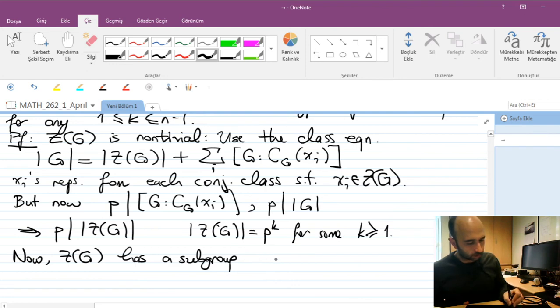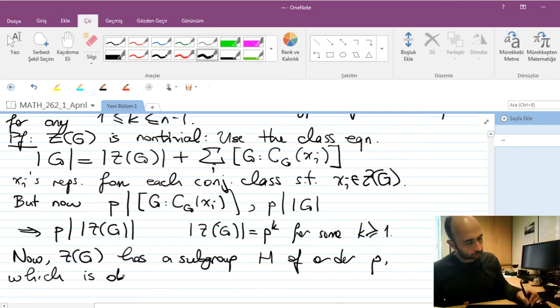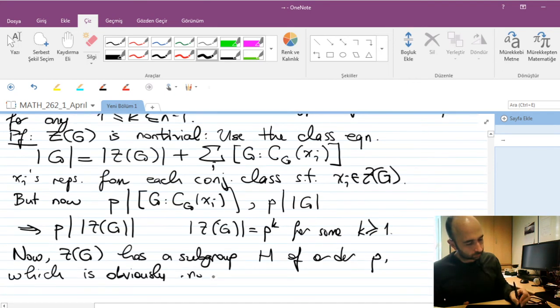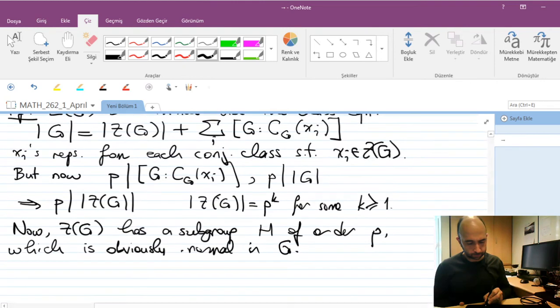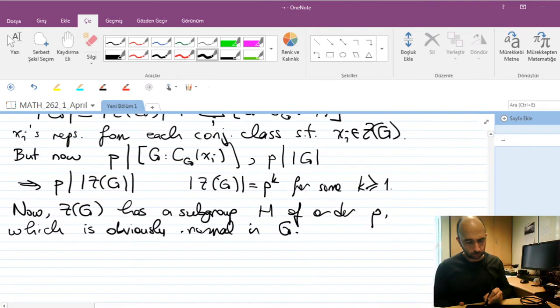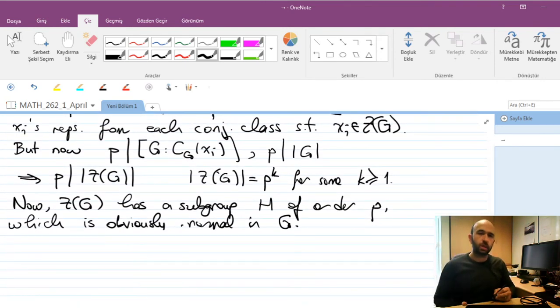Subgroup H, let's say, of order P, which is obviously normal in G because it's contained in the center, therefore elements of H commute with everything. Okay, so we show that G has a normal subgroup of order P.